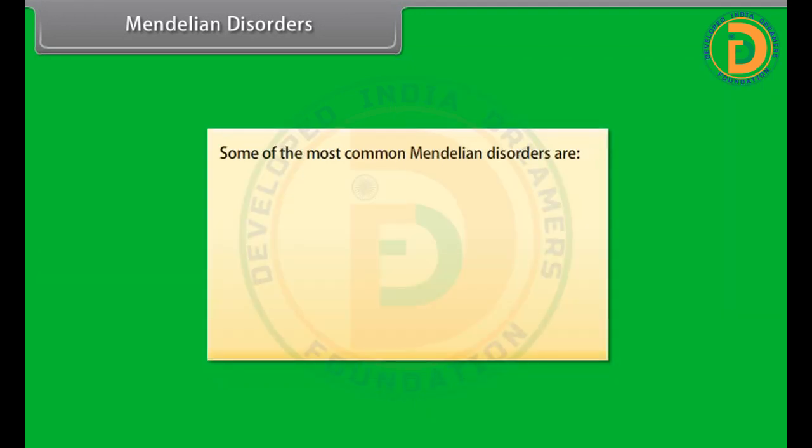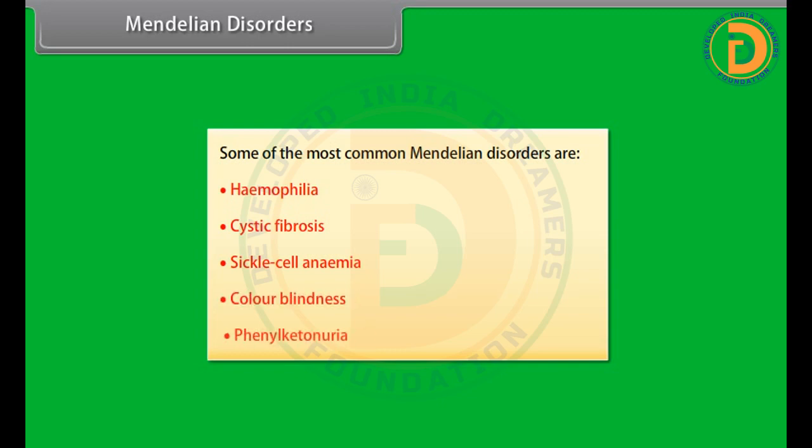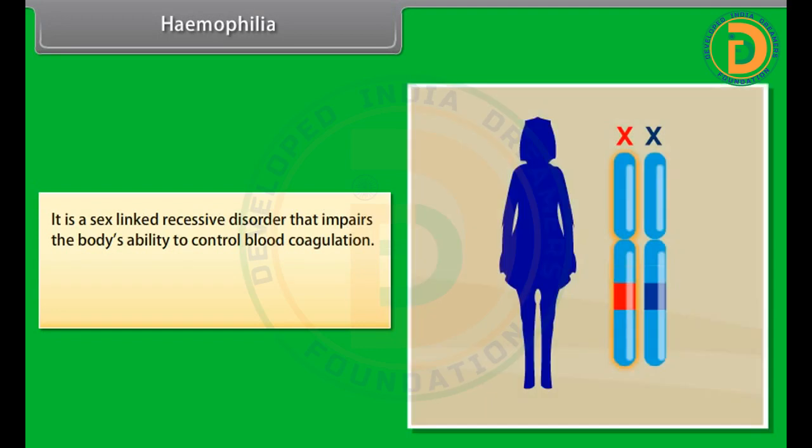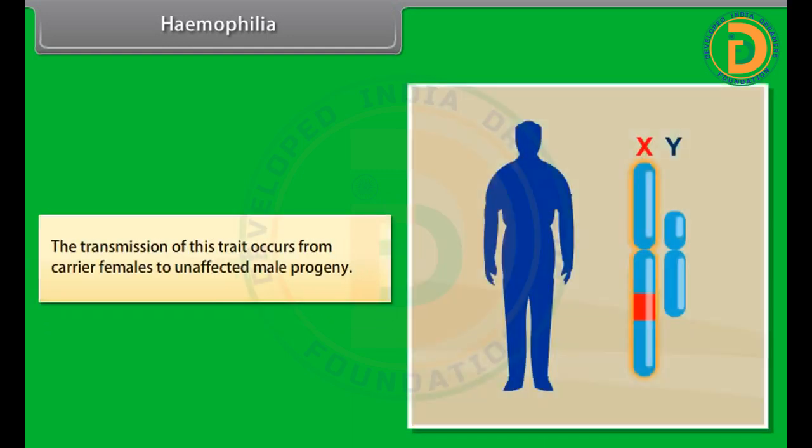Some of the most common Mendelian disorders are hemophilia, cystic fibrosis, sickle cell anemia, color blindness, and phenylketonuria. Hemophilia. It is a sex-linked recessive disorder that impairs the body's ability to control blood coagulation. It is caused due to the deficiency of certain clotting factors. The transmission of this trait occurs from carrier females to male progeny.